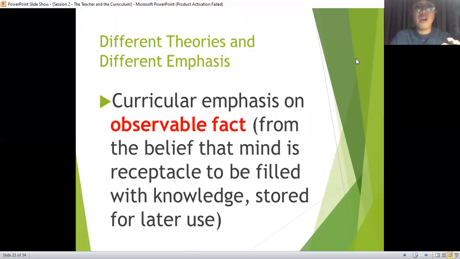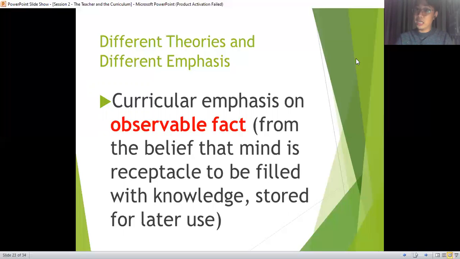Next, if our emphasis is on this one, the observable fact, from the belief that mind is a receptacle to be filled with knowledge, stored for later use. Observable fact. Okay, similar to behaviorism. Like if they have learning here, they have the knowledge in here. As it says, mind is a receptacle to be filled with knowledge. It's stored here. They are going to use it, they are going to manifest it. So if this is your emphasis, what you do is let your learners manifest what they have learned. So you provide activities in which they could showcase, demonstrate learning. Okay, so that's the second emphasis.